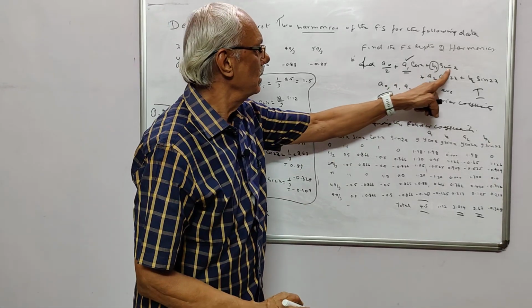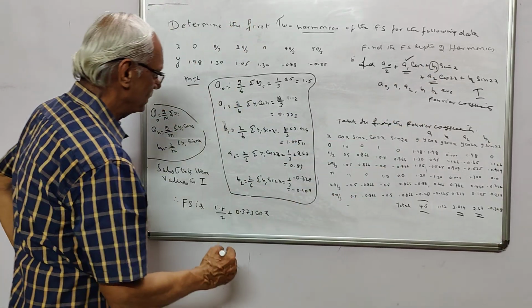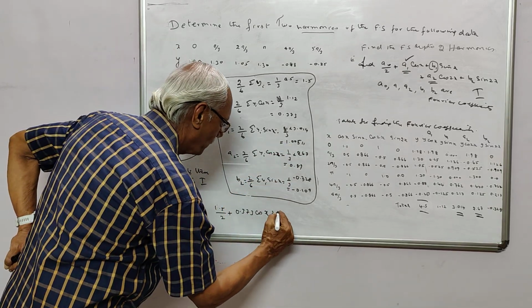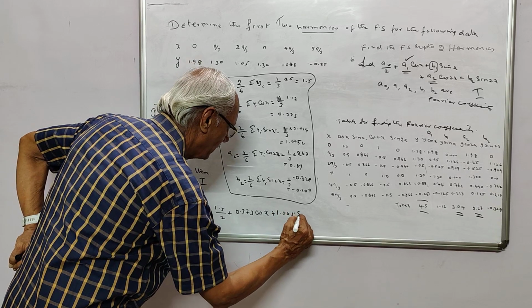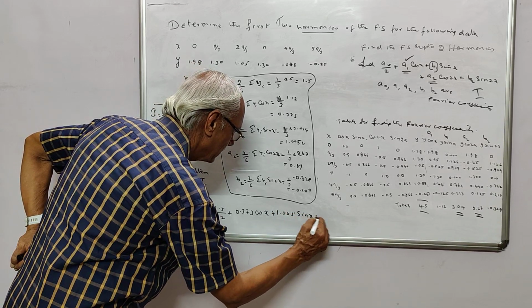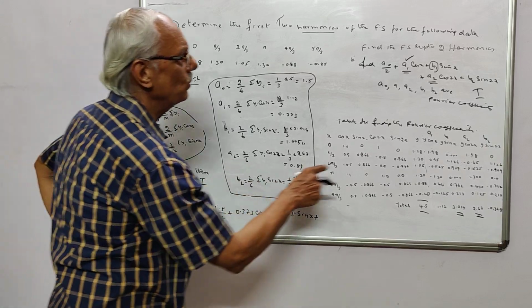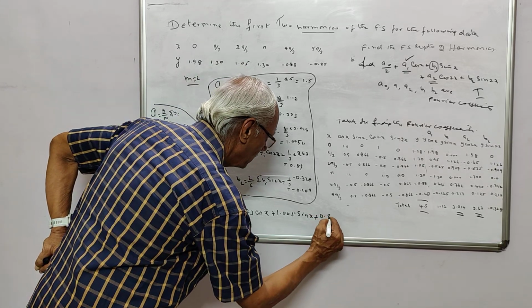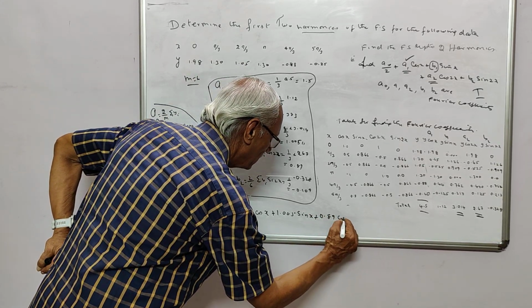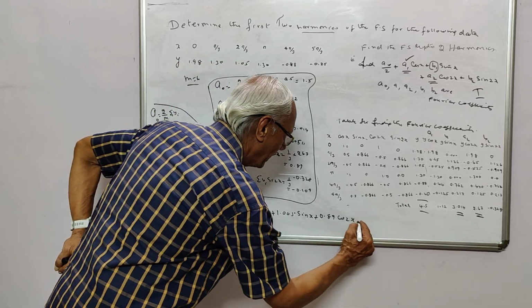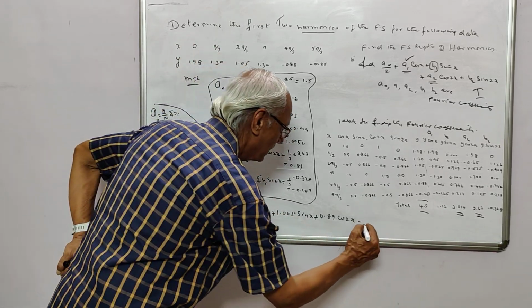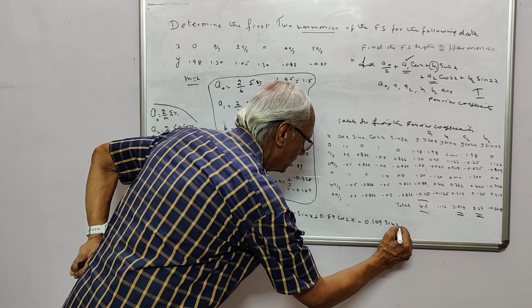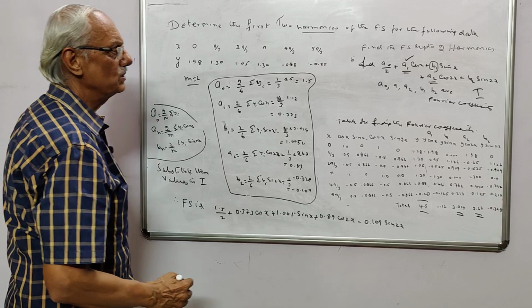See? Cos x. Then what is your B1? Plus B1 is 1.005 sin x. Plus what is the A2? A2 I have found here, 0.89 cos 2x minus B2 is this minus 0.19 sin 2x. So this is what you get.